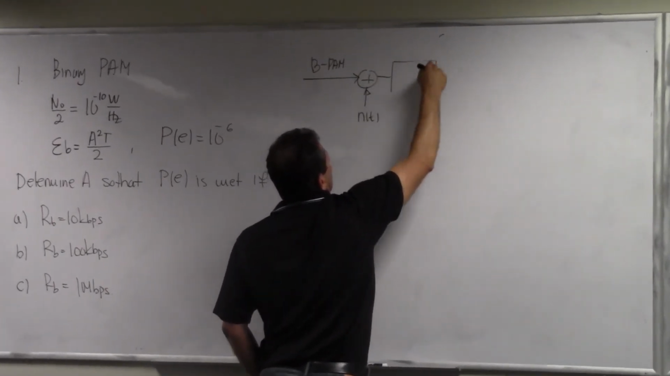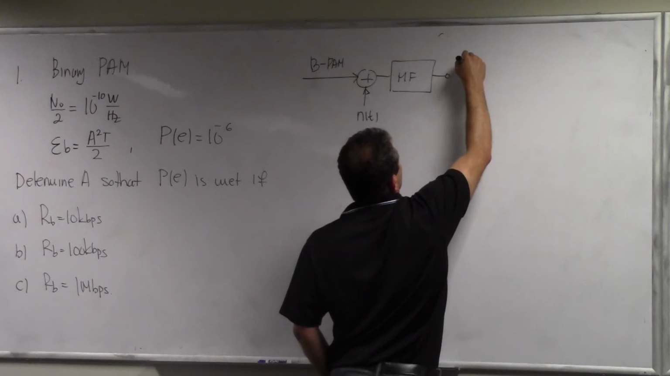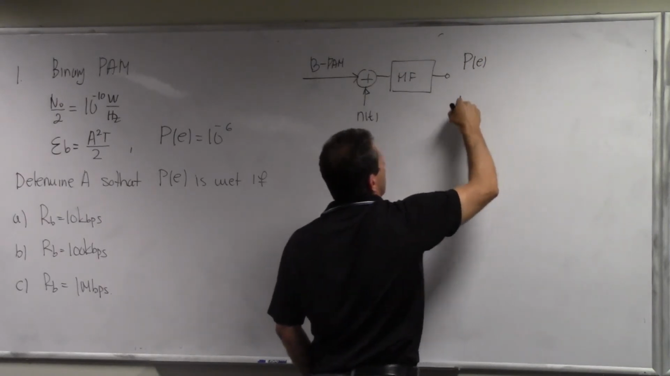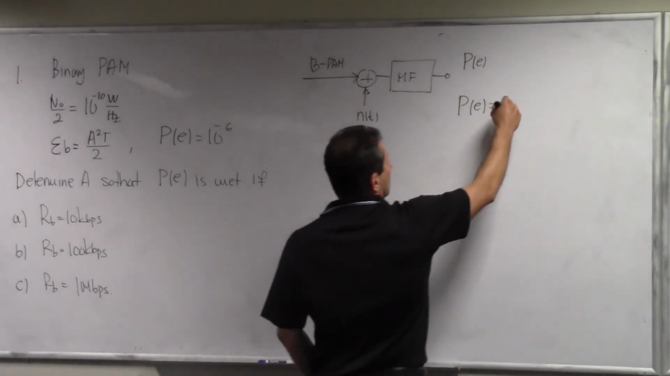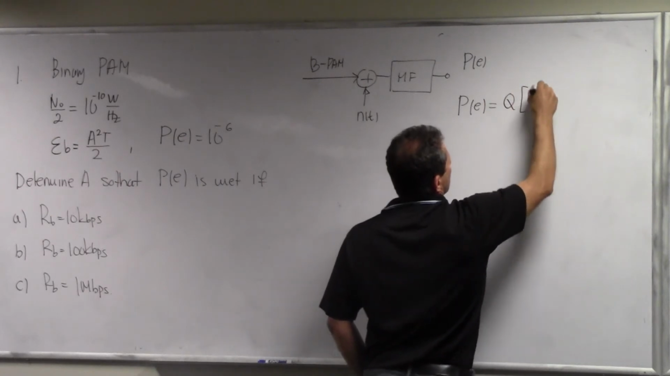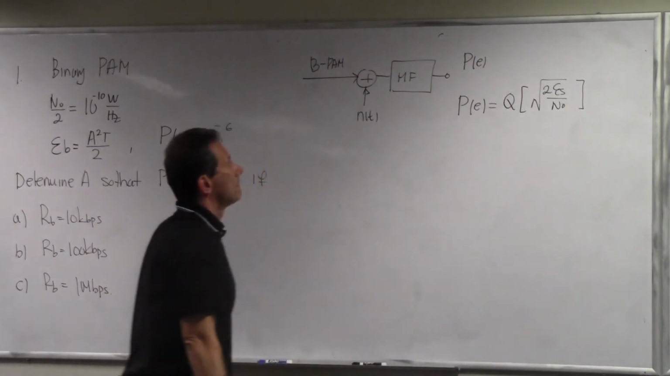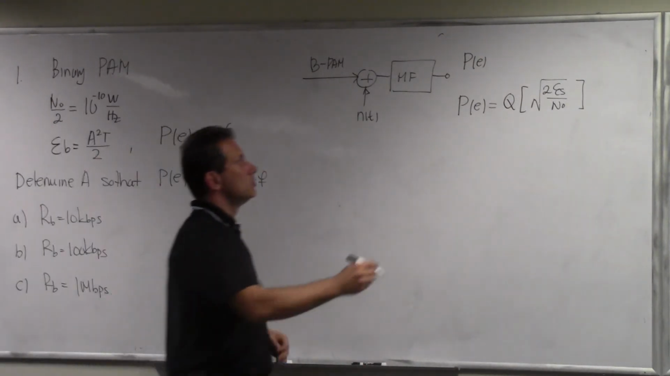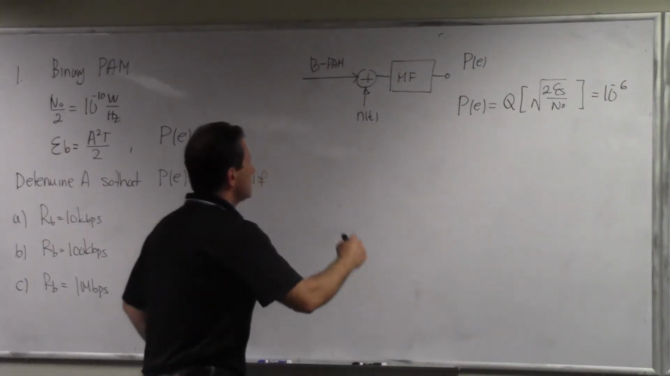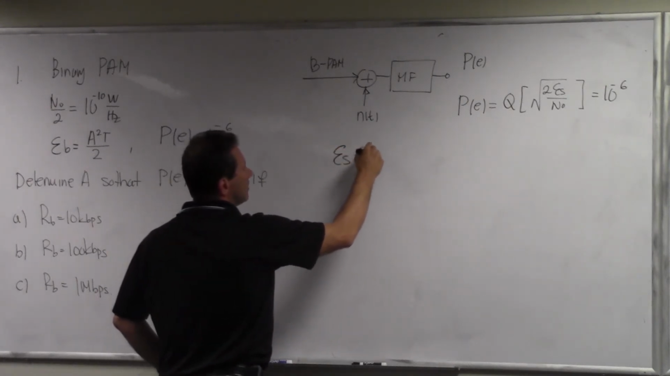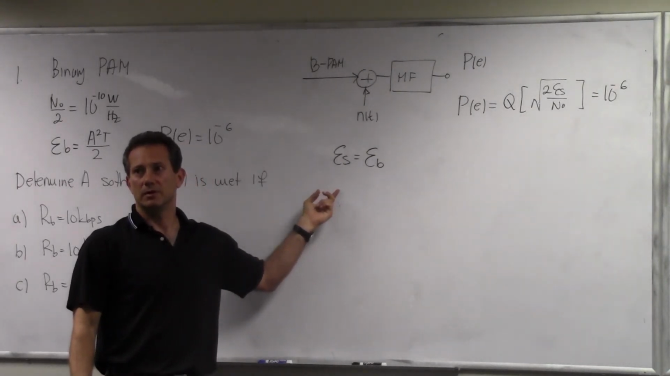Signaling, we have here our matched filter, and here's where we have probability of error. Now, for binary PAM, probability of error is given as what? As, what did we say, Q of square root of 2 epsilon s over N0. Right, and we want this to be 10 to the minus 6. Now, epsilon s, in the case of binary PAM, is the same as Eb. Why? Because there's 1 bit per symbol here, right?